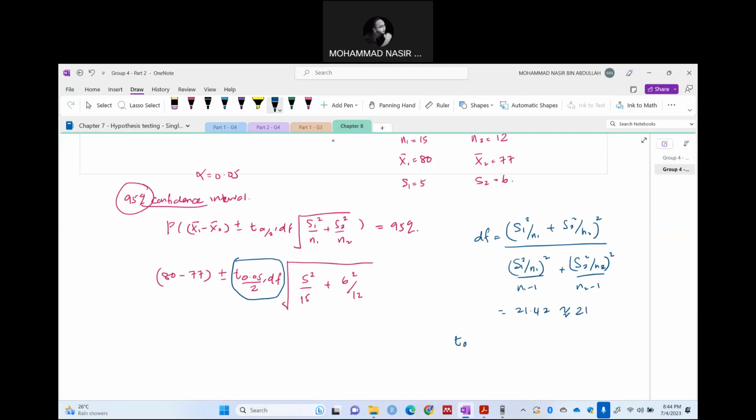So we need to find t 0.025 with degrees of freedom equal to 21. This one should be equal to 2.080. So later you look up the value. You calculate the degrees of freedom, and then you just plug in the values. This one should be 80 minus 77 plus minus 2.080, and if you calculate this one, it should be 2.160, 24.690.